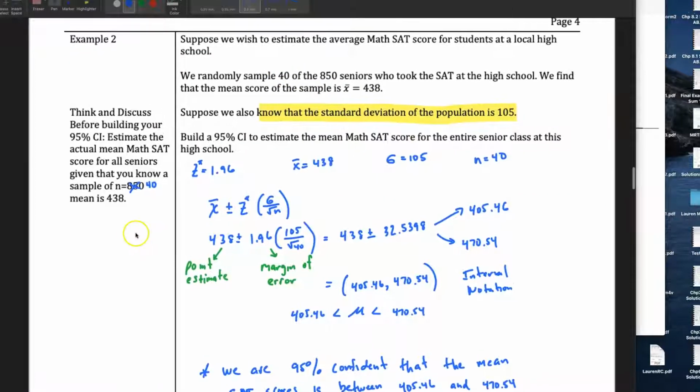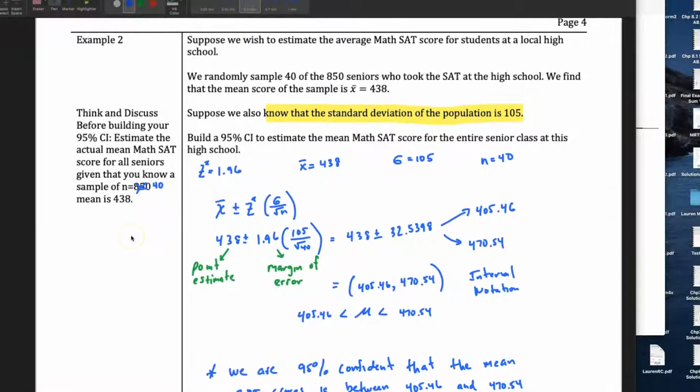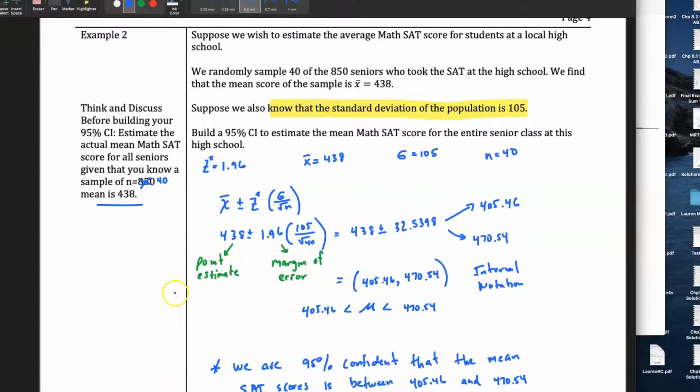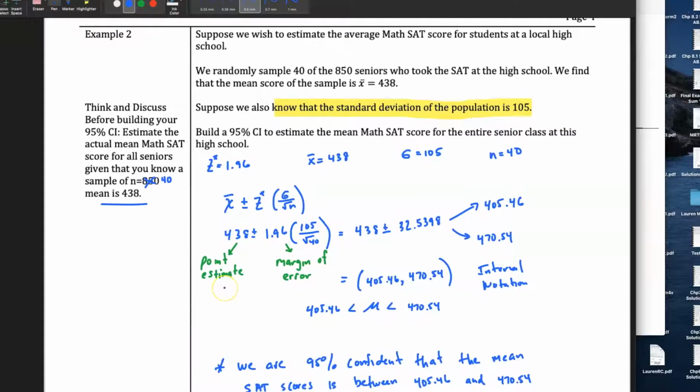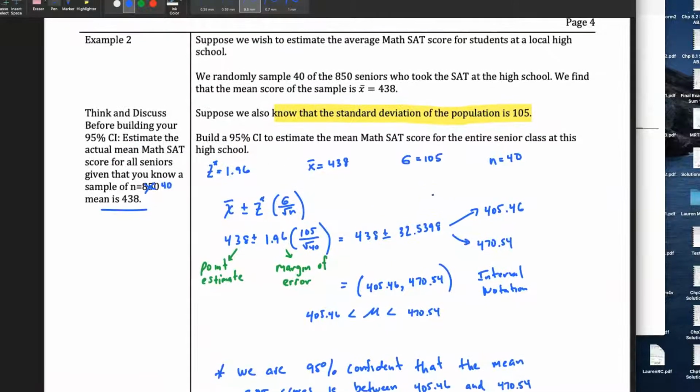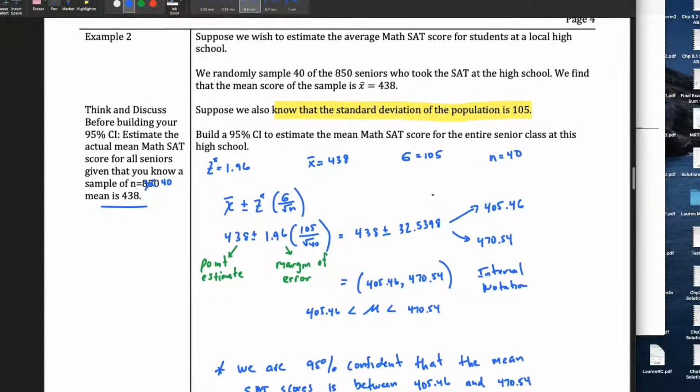Well, if you had to come up with your own estimate, what do you think? We think 40 is a big number, but we're pretty sure that the mean is not exactly 438. We're probably thinking it's going to be between two values, the lower bound and the upper bound. You could guess that, which is what I'm having you think about now, but what would an actual confidence interval consist of in terms of the lower and upper bound values in that situation?